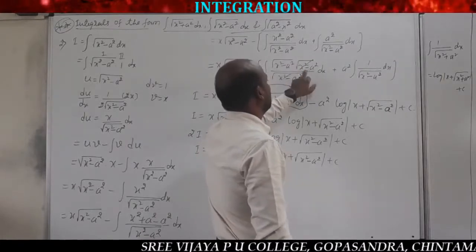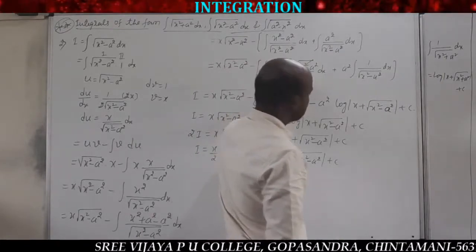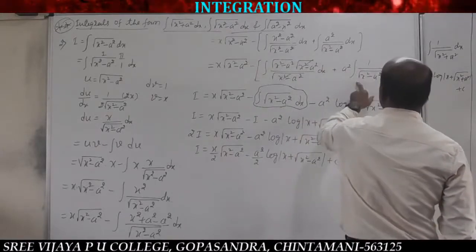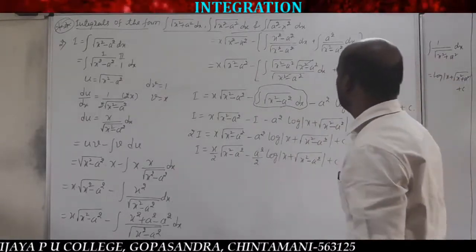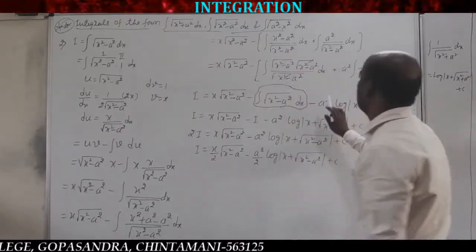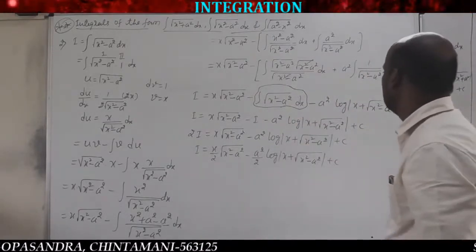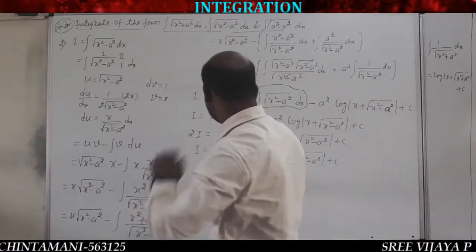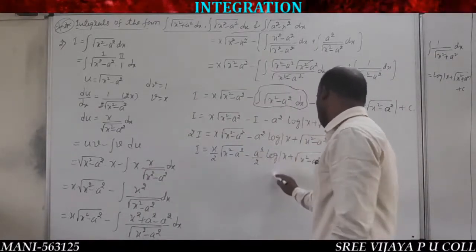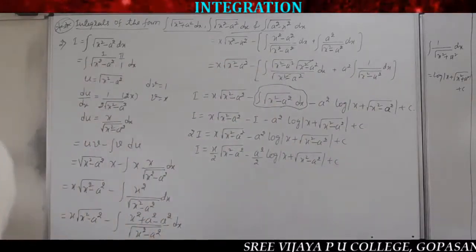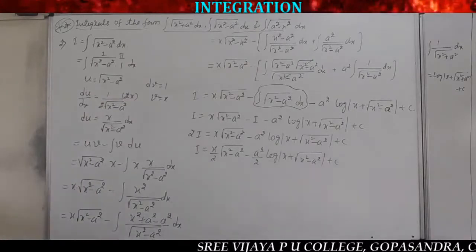So plus a square into integral of 1 upon root of x square minus a square. So simplify: minus and multiply, one only, minus into plus gives minus 1. Okay. So after simplification, I is equal to x by 2 root of x square minus a square minus a square by 2 log of x plus root of x square minus a square, plus integral constant c.